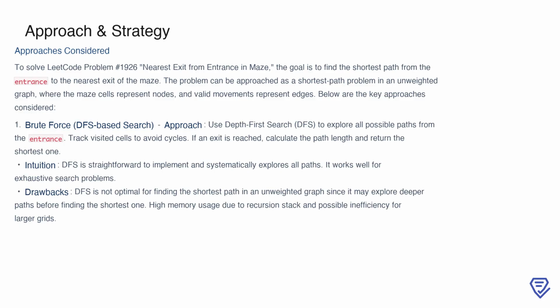While this method is intuitive and straightforward to implement, it has significant drawbacks. DFS doesn't naturally prioritize shorter paths, meaning it might explore unnecessarily long routes before finding the shortest one. Additionally, the recursive nature of DFS can lead to high memory consumption, particularly for large mazes or grids. This makes DFS suboptimal for this problem, especially when efficiency is a priority.